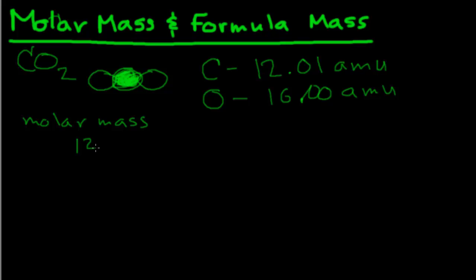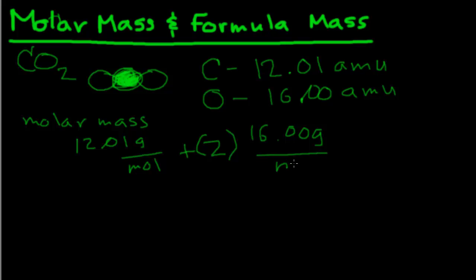So 12.01, and we're going to call that grams per mole. This little unit label just tells us that there are this many grams in every 1 mole. We're going to add that to 2, since we've got 2 oxygen atoms, multiplied by 16 grams per mole. Where do we get the 12 and the 16? Right off the periodic table. You add all that up, and you'll get the total mass of CO2.